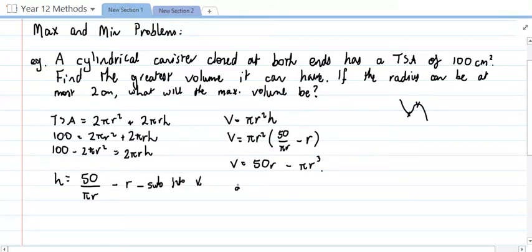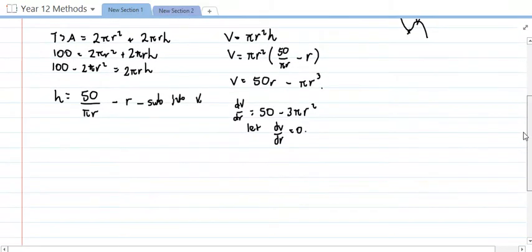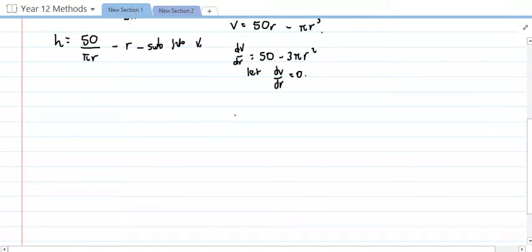So what I'm going to do is dV/dr, and in differentiating this I get 50 minus 3 pi r squared. And for a maximum or minimum, we let dV/dr equal 0. So that means that 0 equals 50 minus 3 pi r squared. Adding 3 pi r squared on both sides, we get 3 pi r squared equals 50. Dividing by 3 pi on both sides, we get r squared equals 50 over 3 pi.